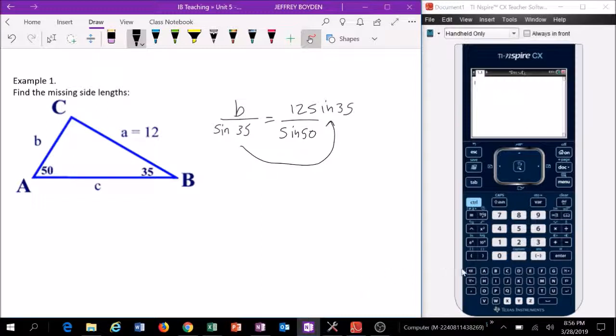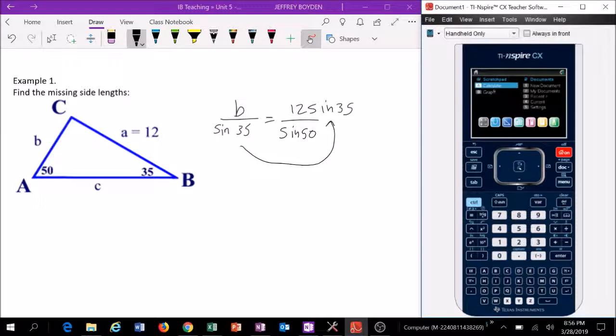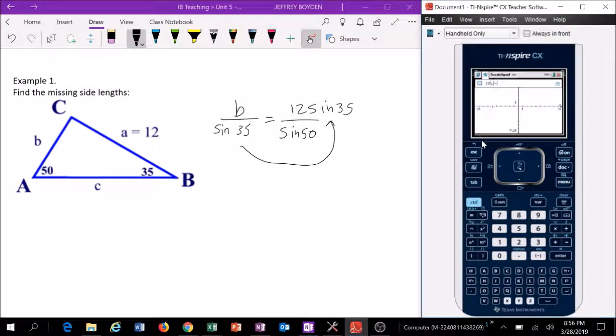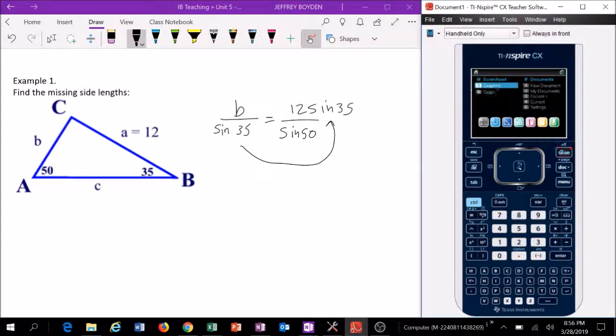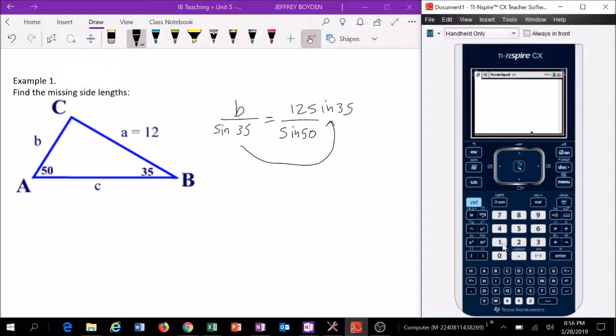And I've actually brought along my calculator today on the screen, so I'm going to go ahead and type this in now. Oops, because I went to a graph screen. So calculate. All right, let's see. 12 sine 35. And then we'll divide by sine 50. Kind of hard to see, but looks like that's 8.985. I'm going to call that 8.99.